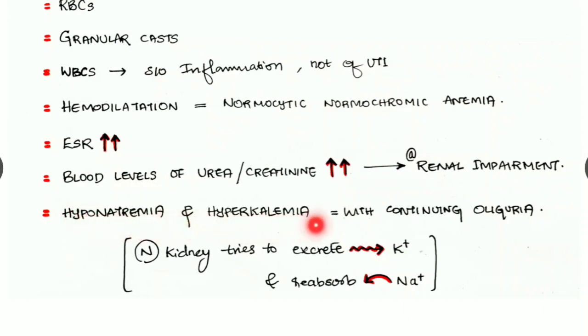Hyponatremia and hyperkalemia are seen, with continuing oliguria. In a normal kidney, it tries to excrete the potassium and reabsorb the sodium, but as the kidney is impaired, there is reduced resorption of the sodium and reduced excretion of the potassium, leading to reduced sodium levels and accumulation of the potassium in the body.